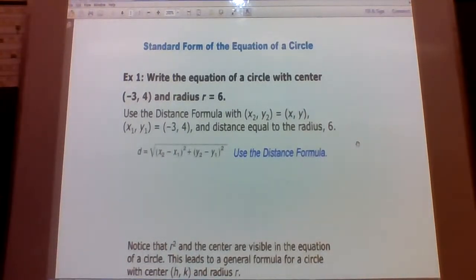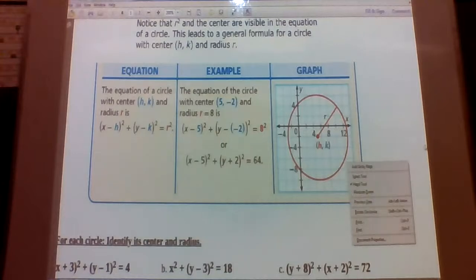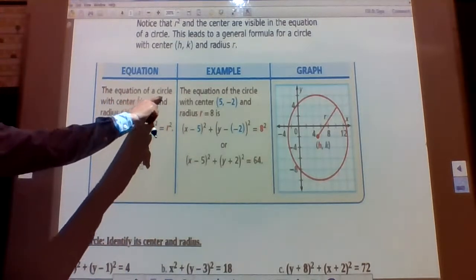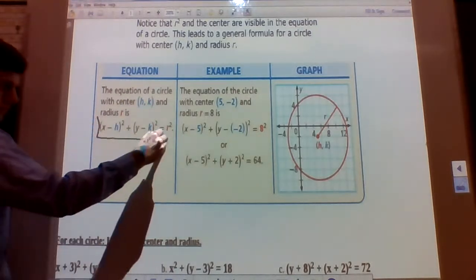Okay, this is the video for the equation of circles. So if we actually scroll down here, it's going to tell us right here, here's the equation. The equation of a circle with the center h, k and a radius r is going to be right here.